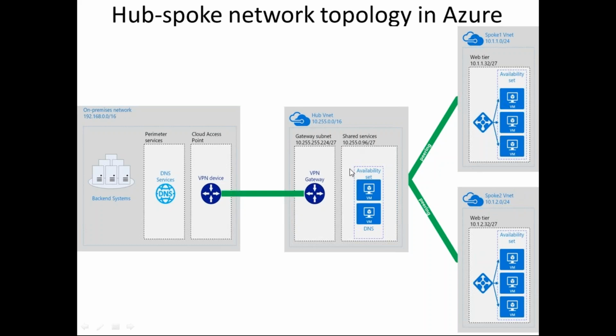Machines in hub VNet can talk to the machines in spoke 1, or rather call them resources. So resources in hub VNet can talk to the resources in spoke 1. Resources in hub VNet can also talk to the resources in spoke 2. But resources in spoke 1 VNet cannot talk to the resources in spoke 2 VNet. This is a non-transitive relationship.